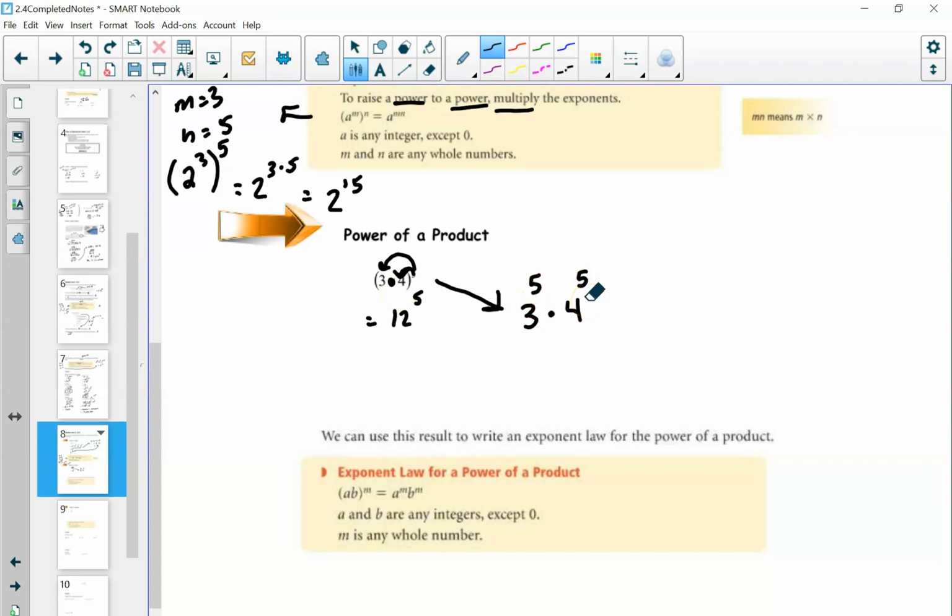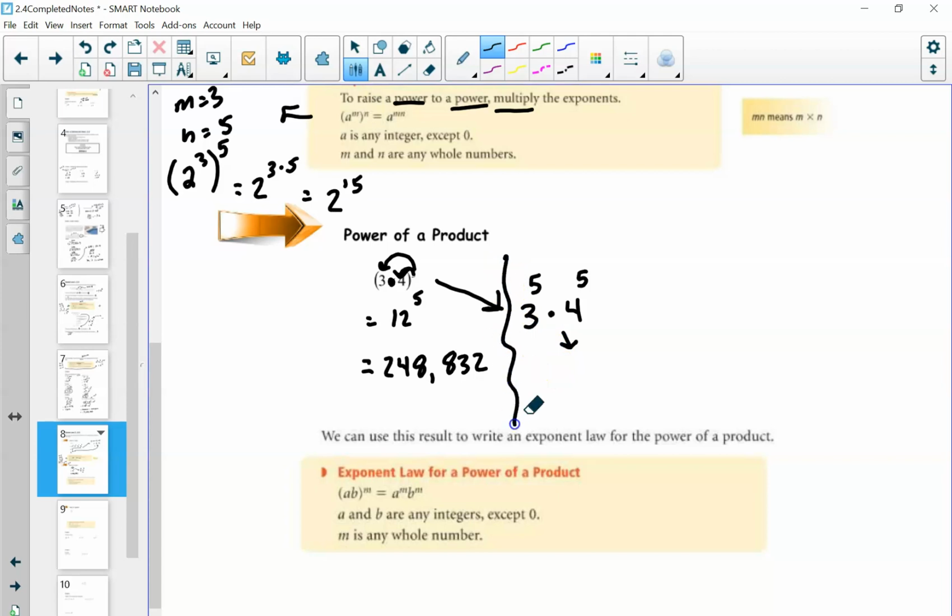Okay? So if you look at the answer for this, when I plug it into my calculator, the answer for this one is 248,832. If I do the exact same thing over here, remember, I cannot add the exponents because the base is different. I've got a 3 here and a 4 here. So I can't just go, it's 3 to the power of 10. That doesn't work because you've got different bases. But if I evaluate 3 to the power of 5, I get 243.